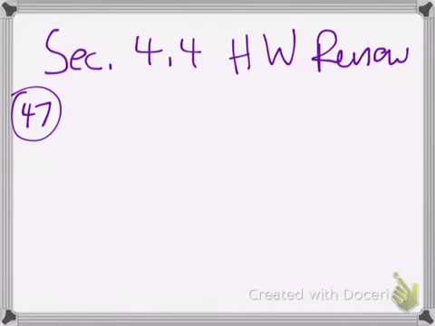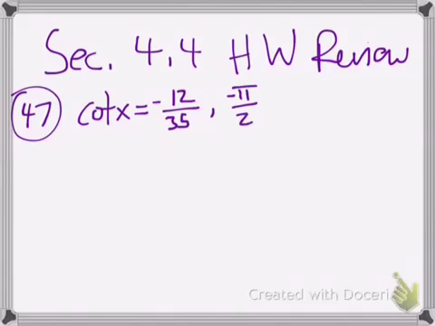But number 47, read it. Cotangent x equals negative 12 over 35. Negative 12 over 35. Yes. And then negative pi over 2 is less than x, less than 0.